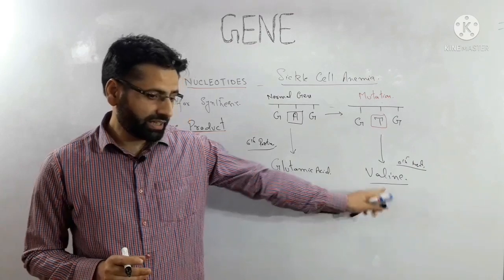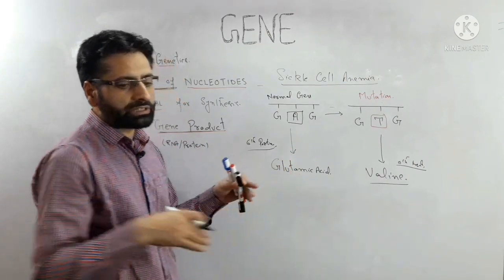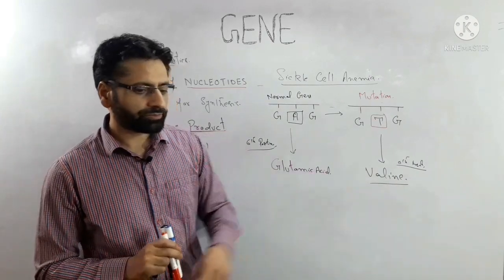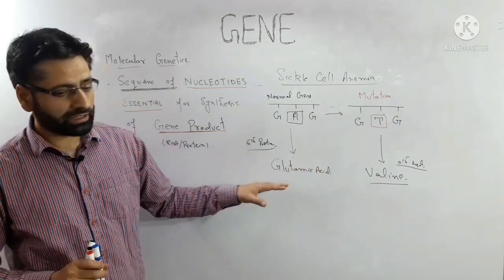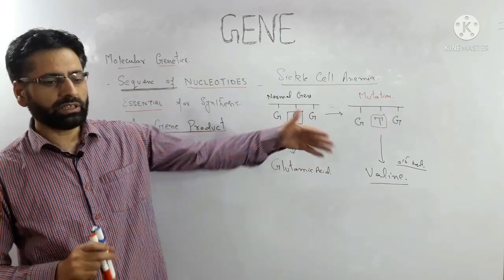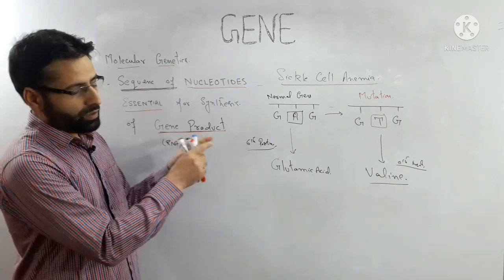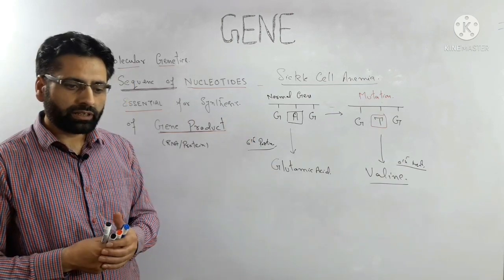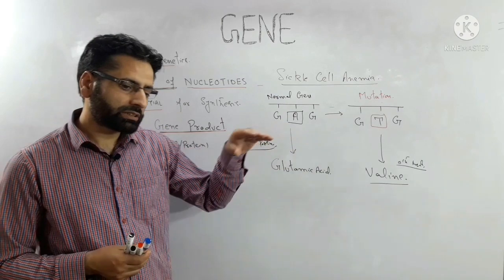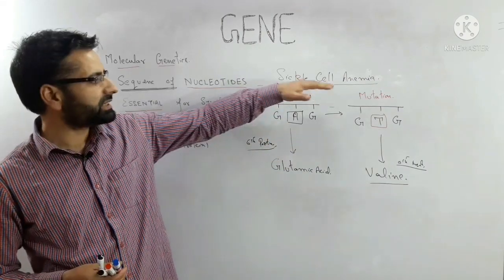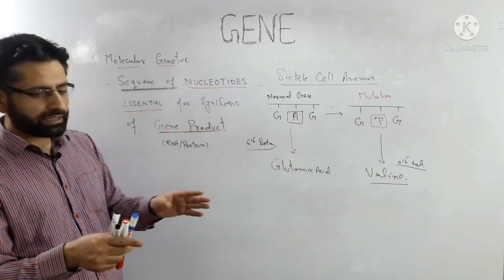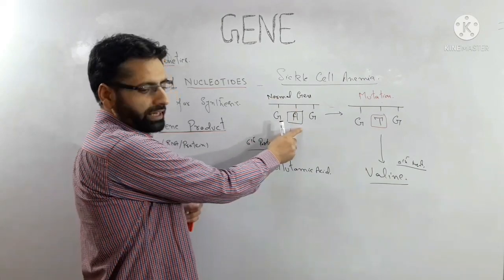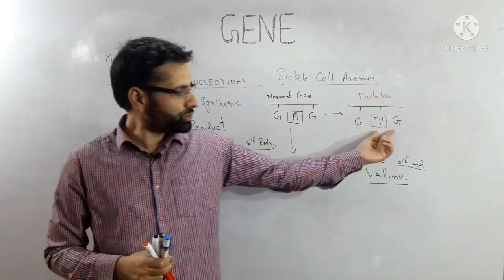This introduction of valine in place of glutamic acid changes the properties of the hemoglobin. Glutamic acid is a hydrophilic amino acid and valine is hydrophobic, and this change in the properties of the hemoglobin causes secondary consequences like loss of flexibility of the RBC, the lifespan of the RBCs declines, and in some cases it causes blockade of the blood vessels. So these are the complications associated with sickle cell anemia. But basically, how does it occur? The basic cause is that the single nucleotide, adenine, gets changed to thymine.